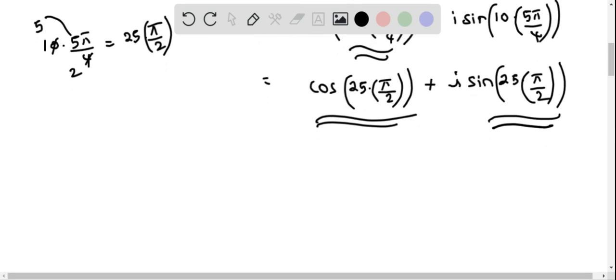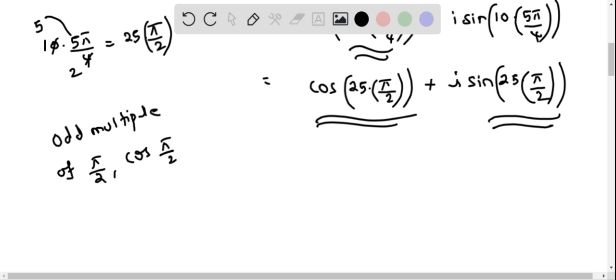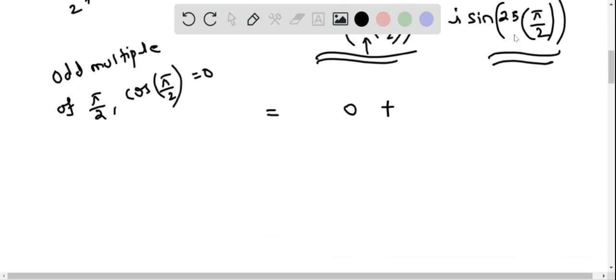And if you look here, we have cosine of 25 times π/2. The cosine function, if it is an odd multiple of π/2, its value is 0. Odd multiple of π/2, then cosine of an odd multiple of π/2 is 0. So here we see that this number 25 is odd. So therefore 25 times π/2 and its cosine value is 0. So I put 0 here. Plus we then have i times sine of 25π/2. Let's see how to determine this value.